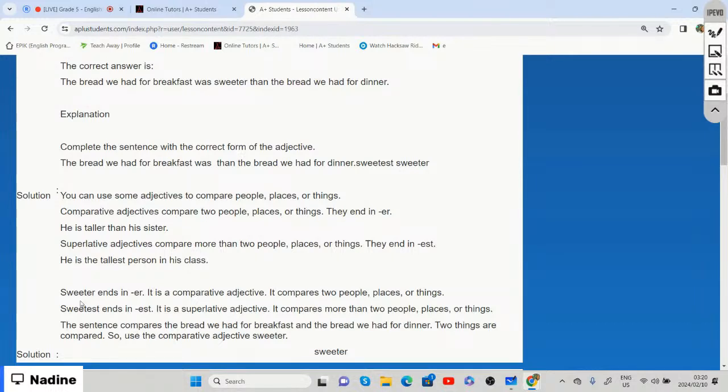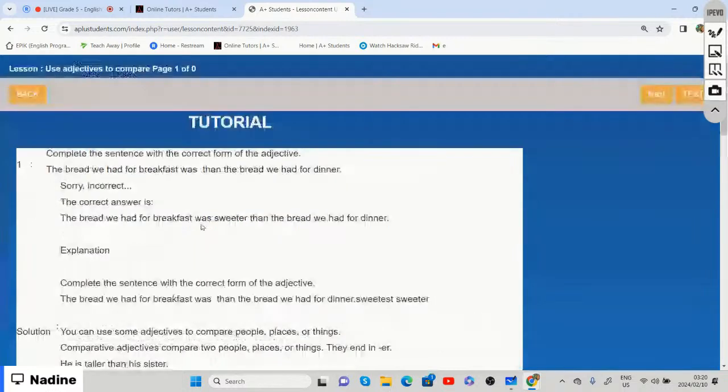All right. So if we look at this sentence activity, right? It says we need to complete the sentence with the correct form of the adjective. It says the bread we had for breakfast was blank than the bread we had for dinner. We need to use these words to choose the correct one.